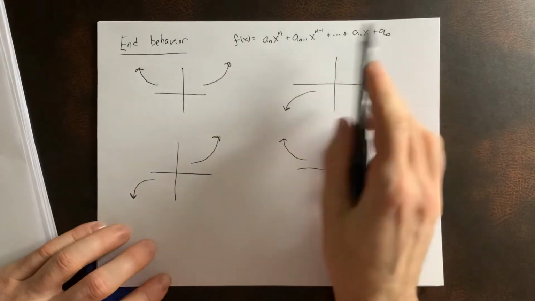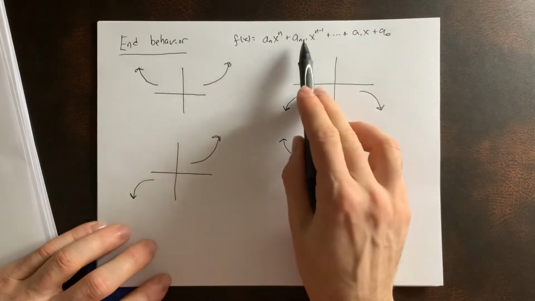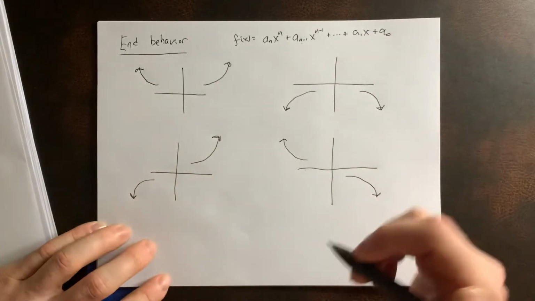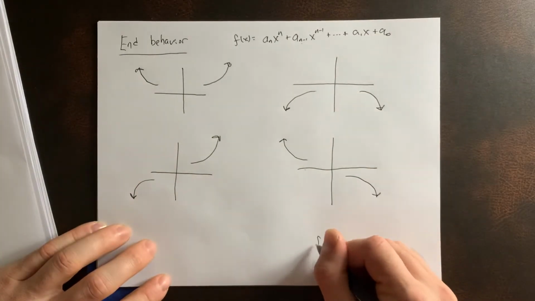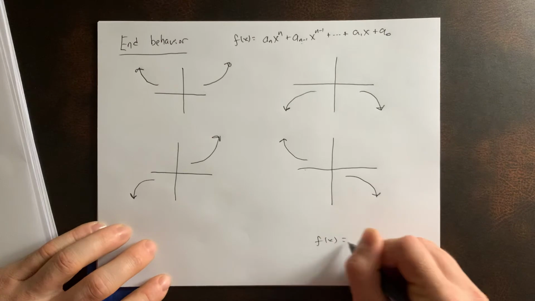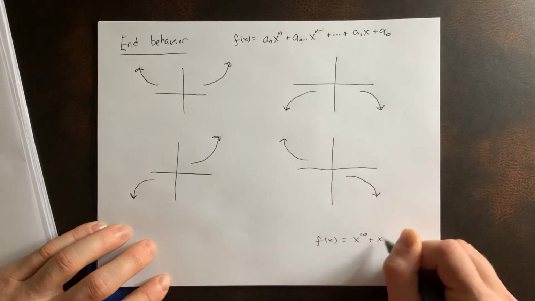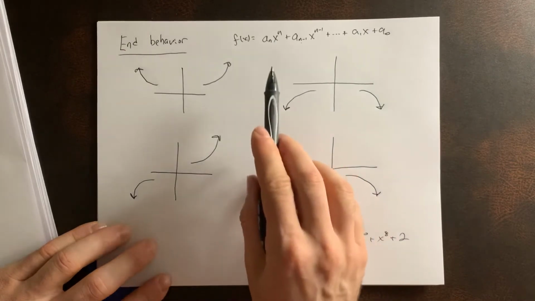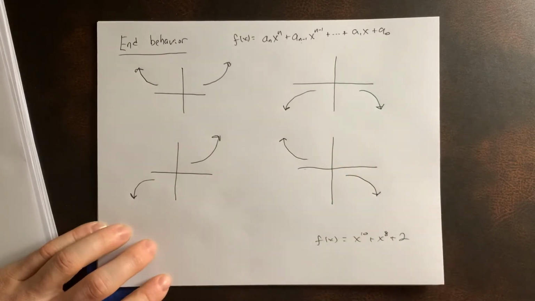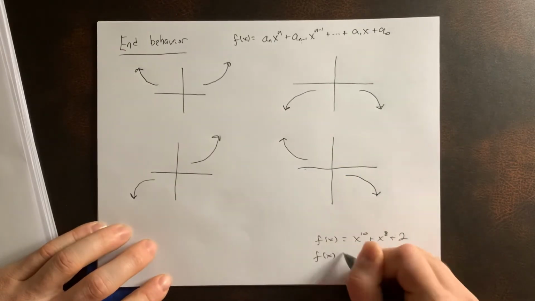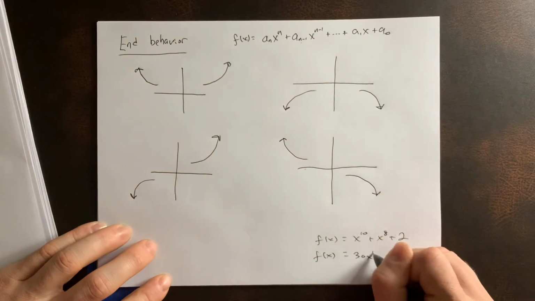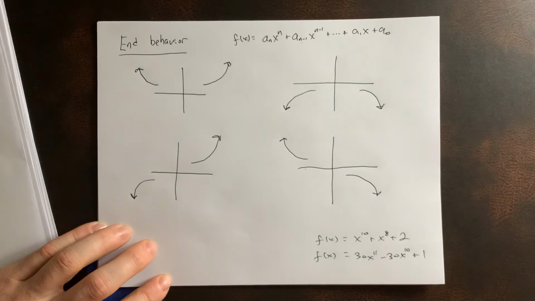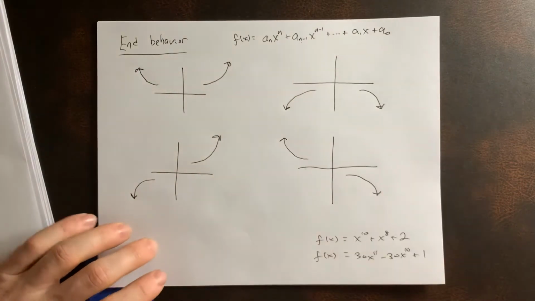So functions of this form: a number times x to the n, another number times x to the n minus 1, all the way down. Just as an example, let's do a couple of quick examples. Something like x to the 10 plus x to the 8 plus 2. Another one, we can do 30x to the 11 minus 30x to the 10 plus 1. So these are all examples of equations of this form.